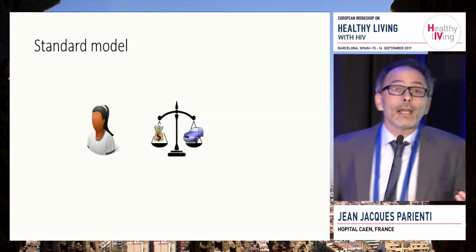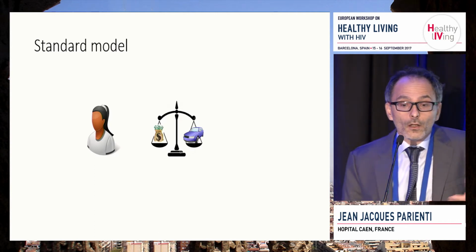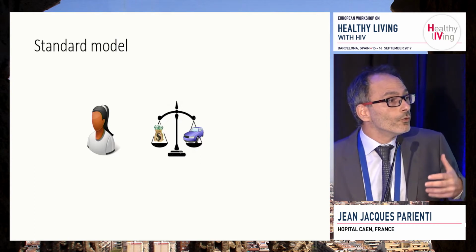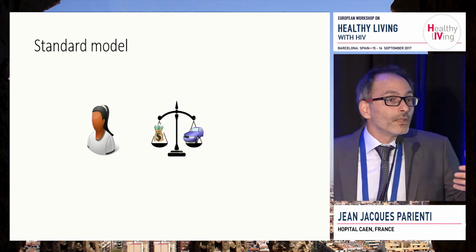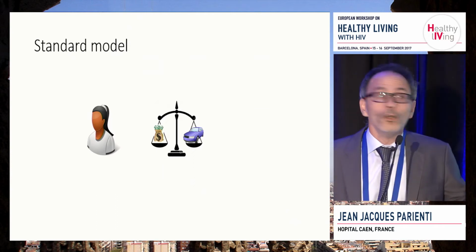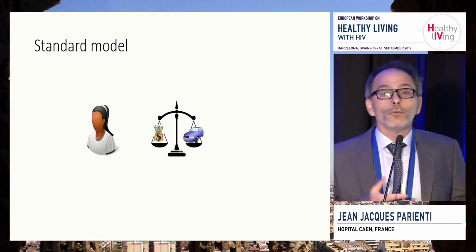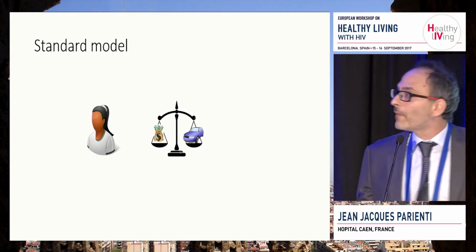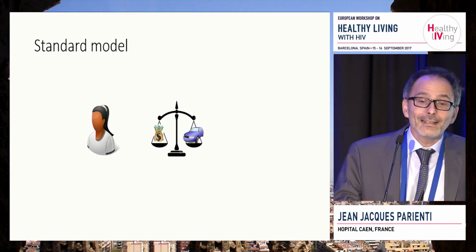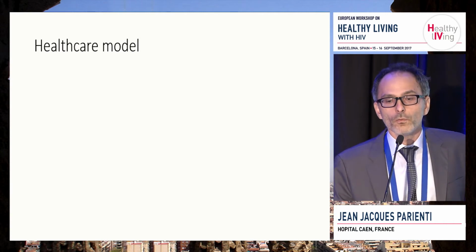So the standard model that we all know: if you want to buy something, for example a car, you make the choice between the sophistication of the car and the money you have in your bank, and you decide which model you can buy. This is the standard model. The health economic model is much more complicated.